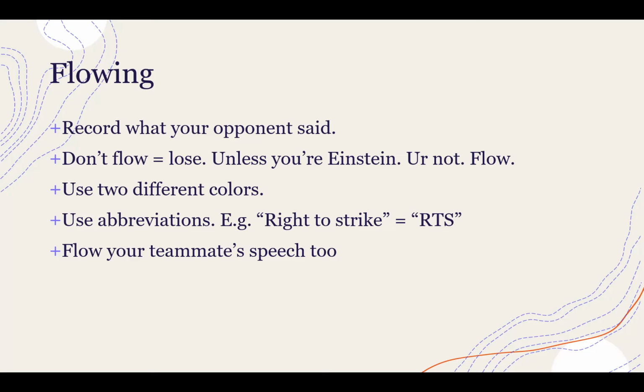And also use abbreviations. For example, two months ago, the topic for PF debate was should workers have the right to strike? And instead of writing down right to strike, which takes a long time, you can just write down RTS. If you know what that means, it's going to save you a lot of time when you are flowing, because your opponents are going to be talking at an extremely fast pace like this. In debate rounds, your opponents are going to talk extremely fast and you have to use abbreviations, else you're not going to catch up with their speed.